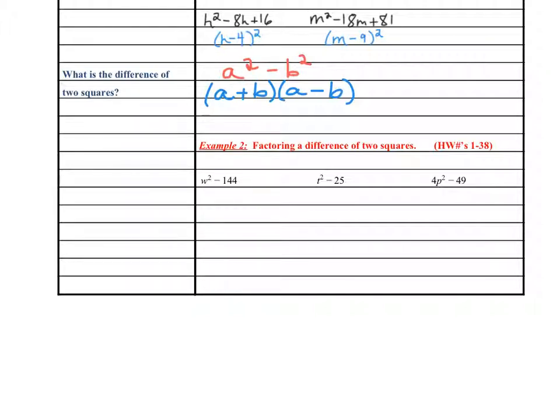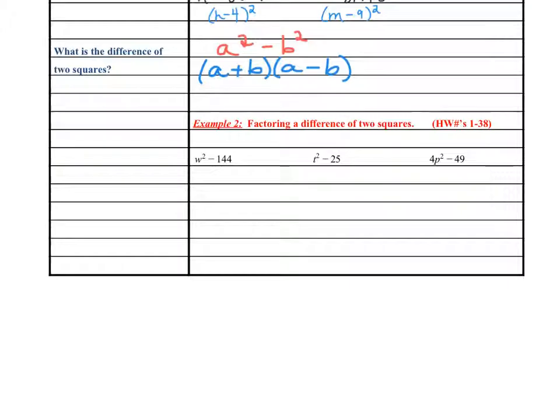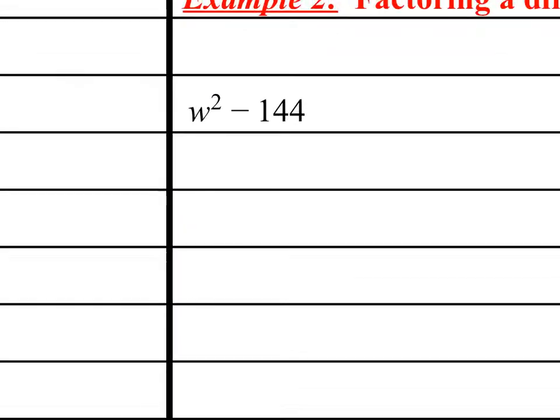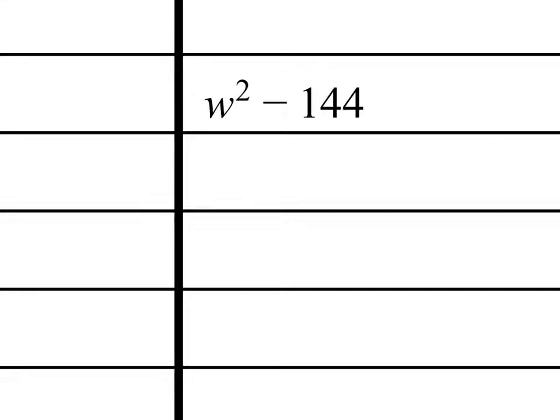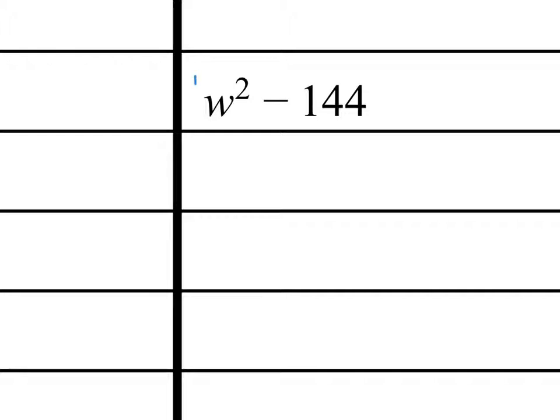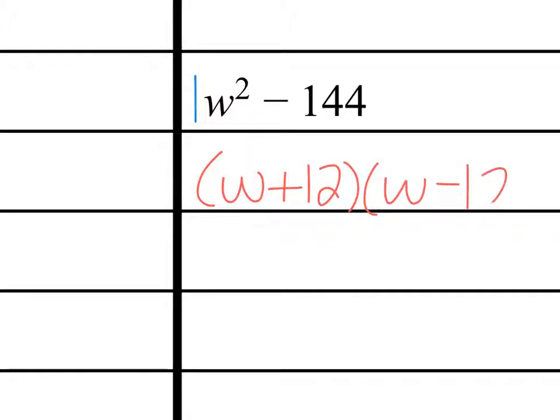Okay. First example is w squared minus 144. What number is in front of w squared? 1. Is 1 a perfect square? Is 144 a perfect square? Yep, 12 times 12. So we can write this as w plus 12 times w minus 12.